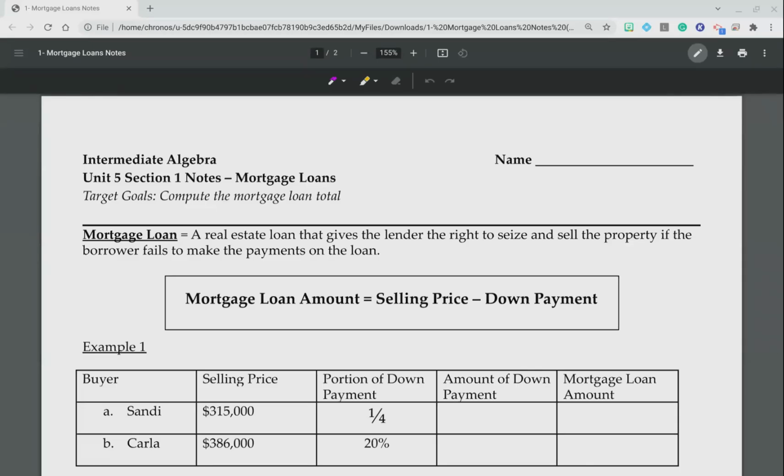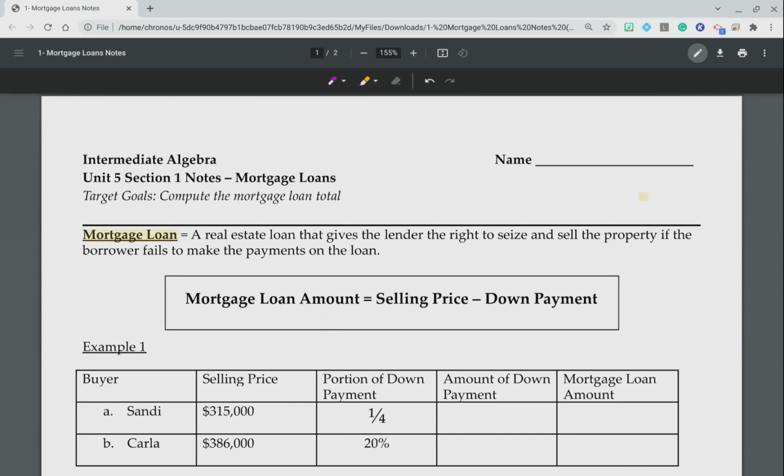So chapter 5 is going to be all about mortgage loans. We're talking about getting a mortgage. When you buy a house, typically you don't have enough money to buy the house outright. You have to get what's called a mortgage loan.